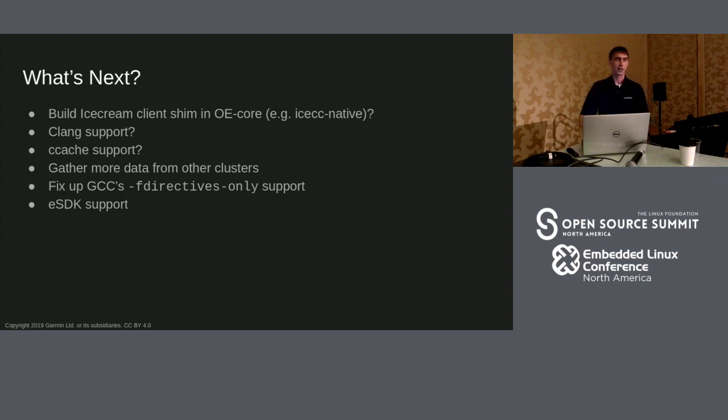Icecream can also support Clang, but I didn't add support for it. It also works with Ccache, but again, I didn't add support for that. The trick there is to make sure that Ccache runs first so that it can check its local cache before passing off the compile to Icecream.